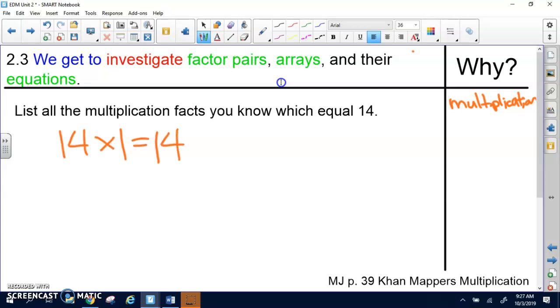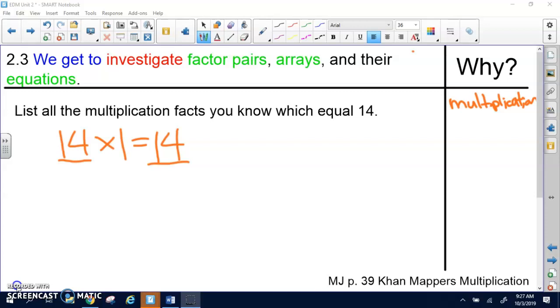Its identity, are you guys okay with this idea, identity? Its identity did not change. Identity property of multiplication times 1, the identity does not change. Are we okay with that? Easy stuff, right?